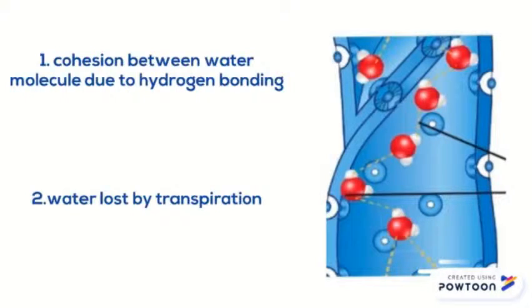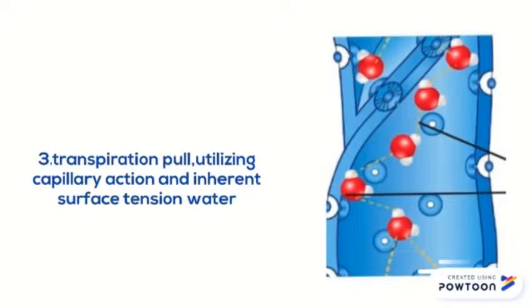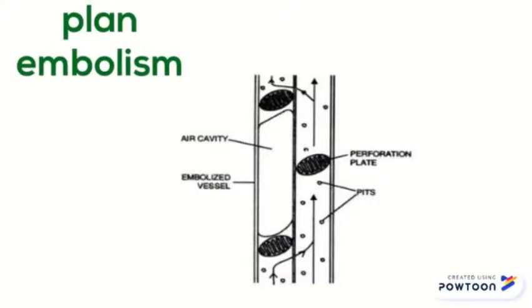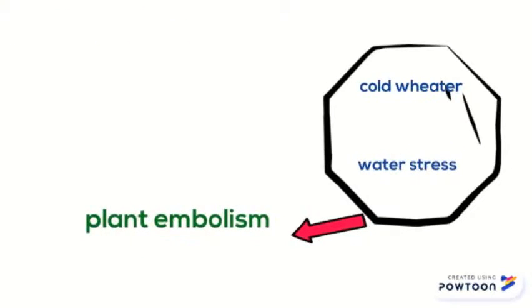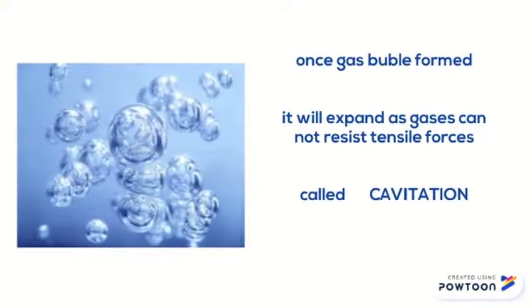Water is constantly lost by transpiration in the leaf. Transpiration utilizes capillary action and the inherent surface tension of water. Plants can get embolisms too. An embolism is an air bubble formed in the xylem. Air can be pulled through the microscopic pores in the xylem cell wall. Embolism generally occurs because of failure in hydraulic conductivity, which is fluid moving through the pore space or fractures. This occurs because of cool weather. Once a gas bubble forms, it will expand as a gas and not resist tensile force, called cavitation.